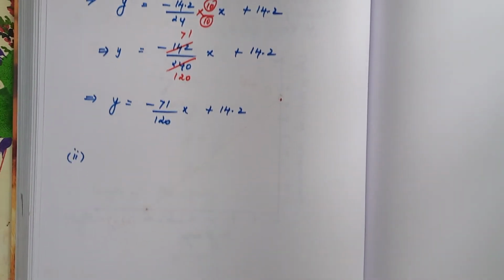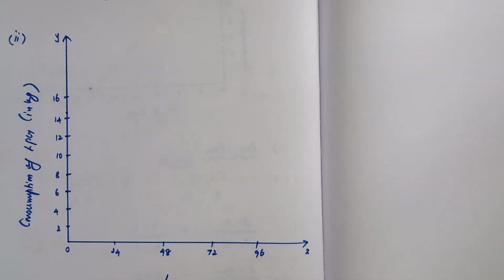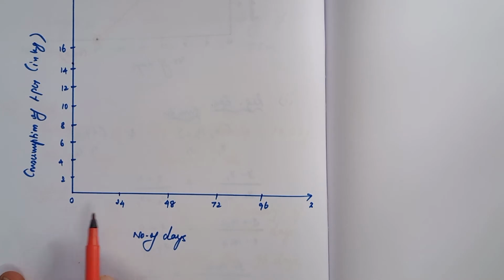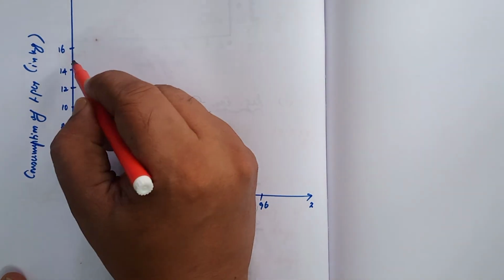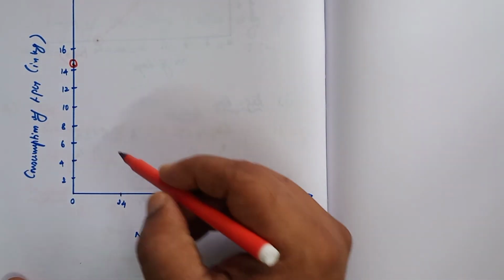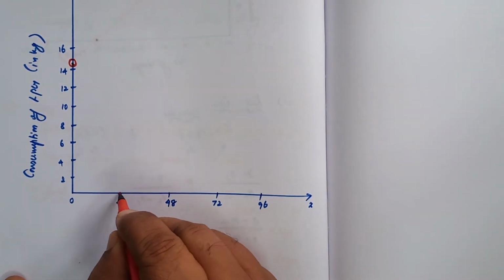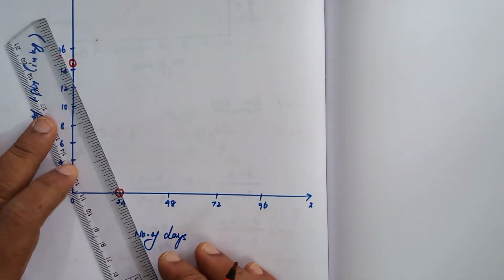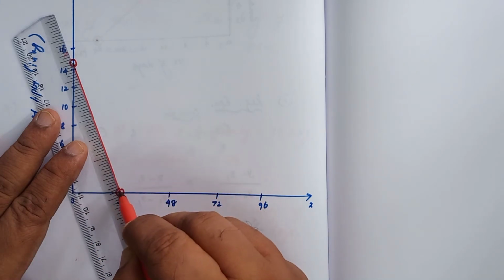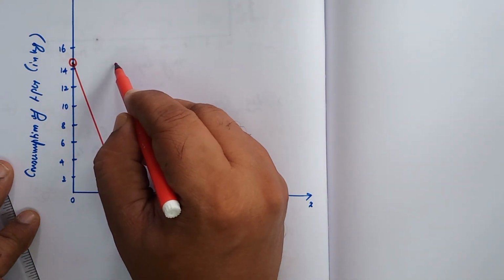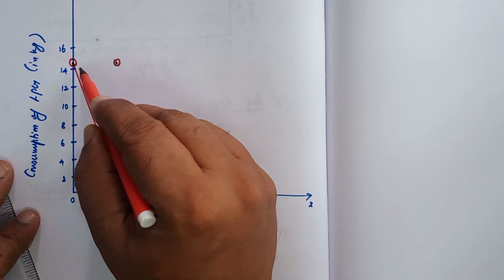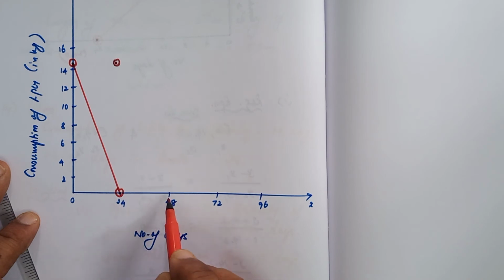Now we have to draw the graph for 96 days. So I have taken 0, 24, 48, 72, 96, that is 24 days, 48 days, 72 days and 96 days. On day 0, we are taking the new cylinder whose weight is 14.2 kg. It lasts for 24 days. Join these two. This I have drawn in the previous graph. On the same day, after 24 days, we replace the new cylinder whose weight is 14.2 kg. It will last for another 24 days.